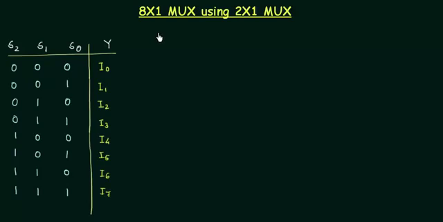In the last presentation, we completed the basics of mux tree and implemented the 4x1 mux by using the 2x1 mux. Now, in this presentation, we are going to implement the 8x1 mux by using the 2x1 mux. The method that we will follow is the same as the previous lecture. So let's do it again.